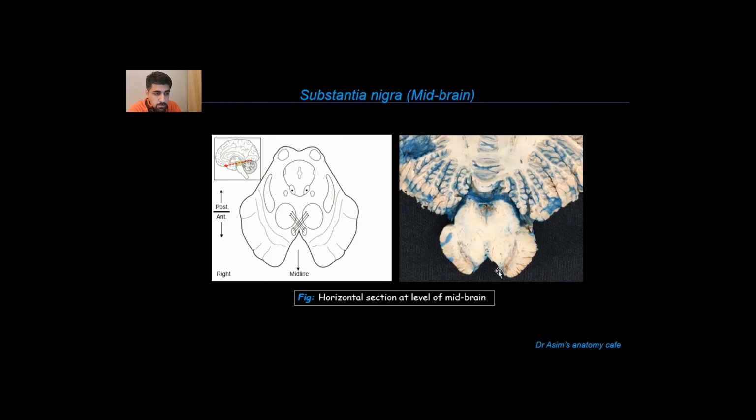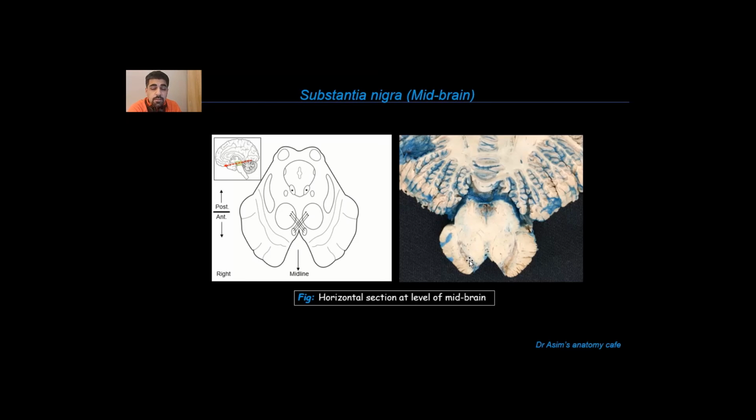You can see the two peduncles of the midbrain once again very clearly over here, and you can see the aqueduct at the back, and you can see the cerebellum which is forming the posterior relation of the midbrain. This dark region which contains a lot of melanin pigmentation, which is the reason why this area is dark, is known as the substantia nigra.